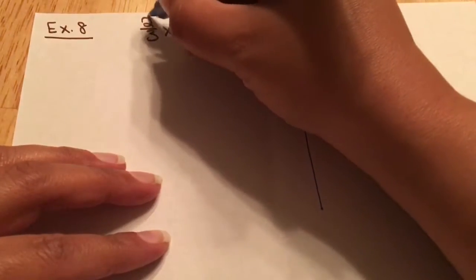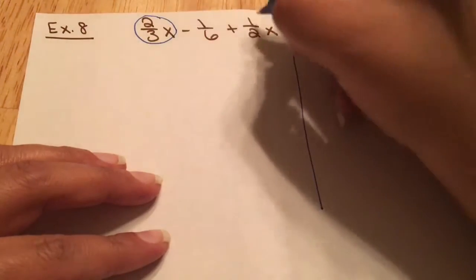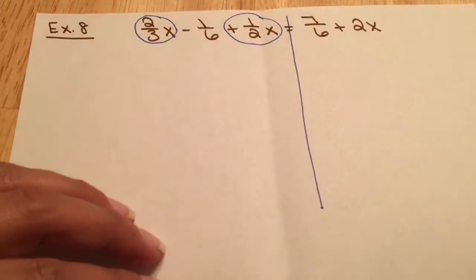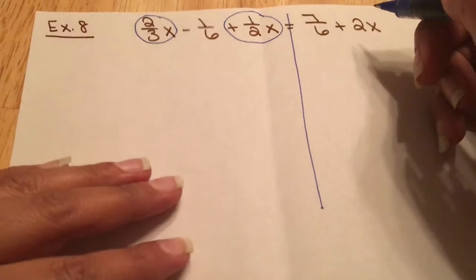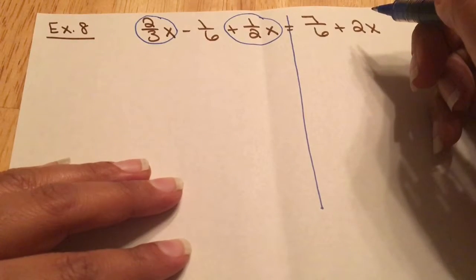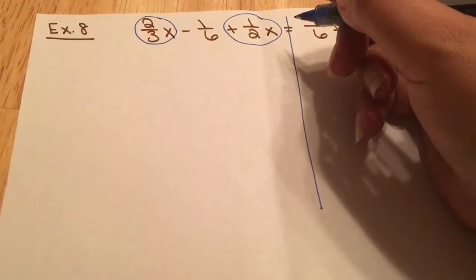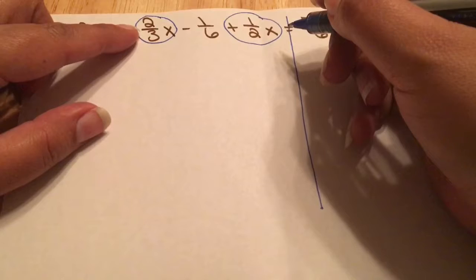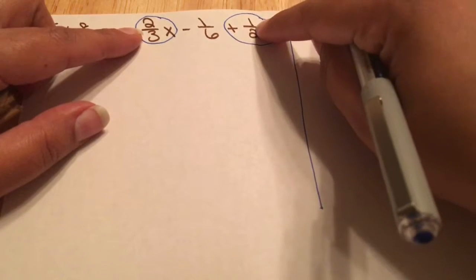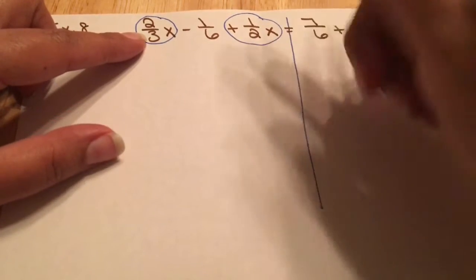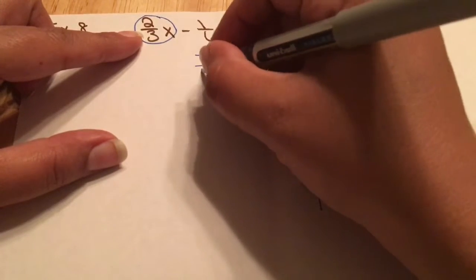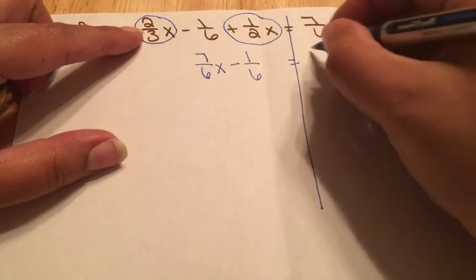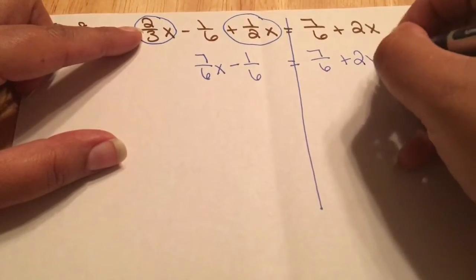On my left side, I see that 2/3 x and 1/2 x are like terms. On my right side, I don't have any like terms. So I'm going to go ahead and add those two together. 2/3 x plus 1/2 x, we know we have to have our common denominator here. Our common denominator is 6. Therefore, 2/3 would be 4/6 and 1/2 would be 3/6. 4/6 plus 3/6 is going to be 7/6x minus 1/6, we're just going to go ahead and bring that down, equals 7/6 plus 2x.